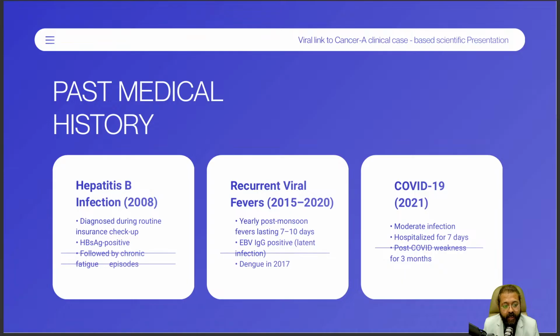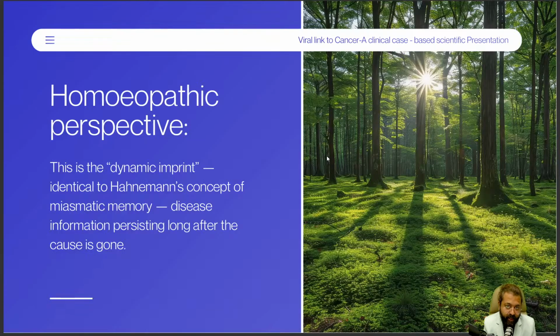Okay, then next, he told me that between 2015 and 2020 he got monsoon fever, and there he got to know his EBV IgG was positive, which may be a latent infection. He got dengue in 2017 as well, and in 2021 he was hospitalized for post-COVID weakness for 3 months. Now, what is our learning about this history and this case?